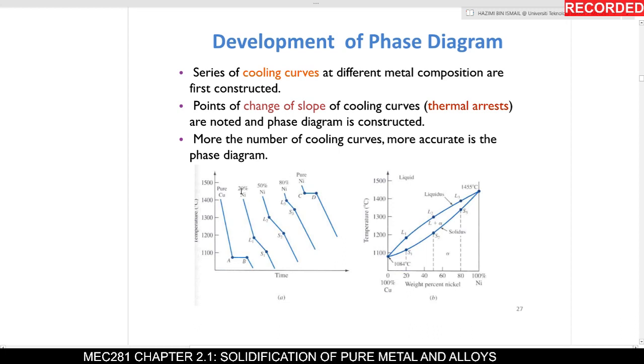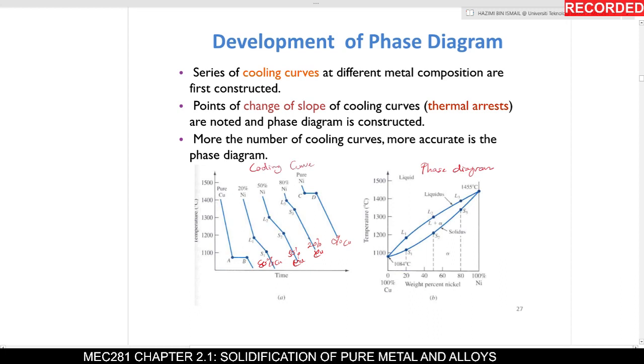Jadi maksud kat sini, kalau 20% nickel, so ni adalah 80% copper, yang ni 50% nickel, yang ni adalah 20% nickel, and then this is the 0% of copper. Ni copper lah, silap. Jadi dapatkan banyak ni daripada mana? Daripada eksperimen. Daripada eksperimen banyak-banyak ni, kita pun tarik lah jadi dia punya phase diagram. So ingat lah, yang ni nama dia phase diagram, yang ni nama dia cooling curve.